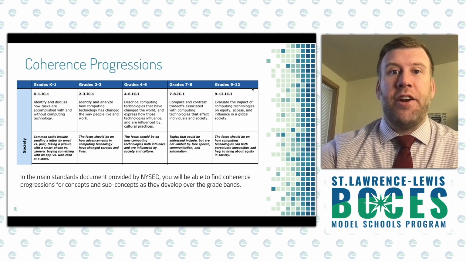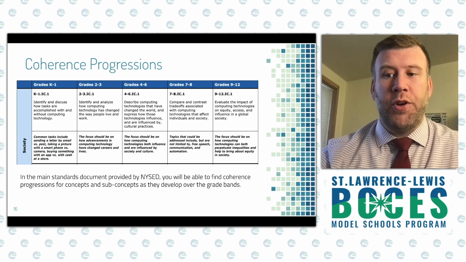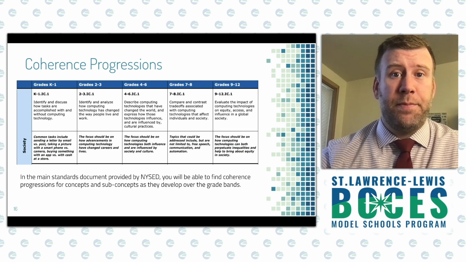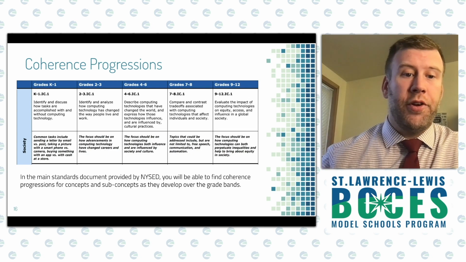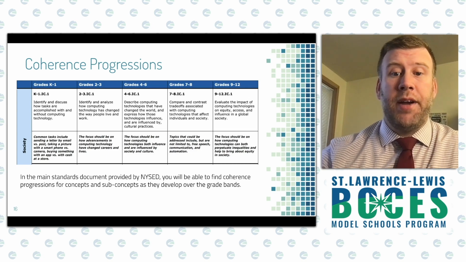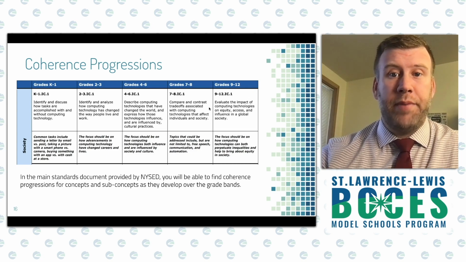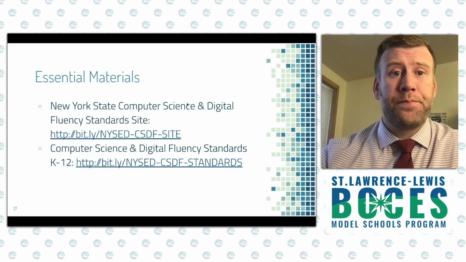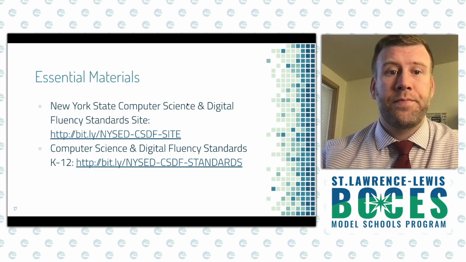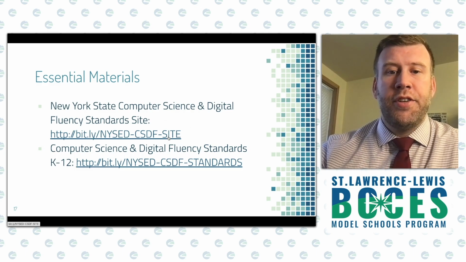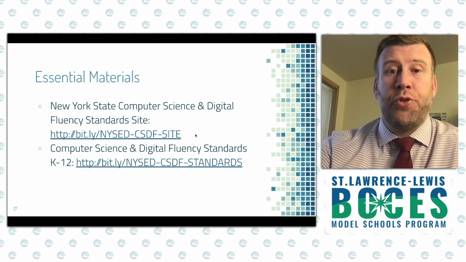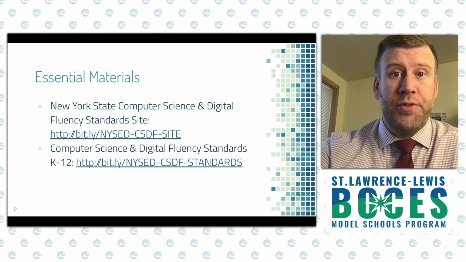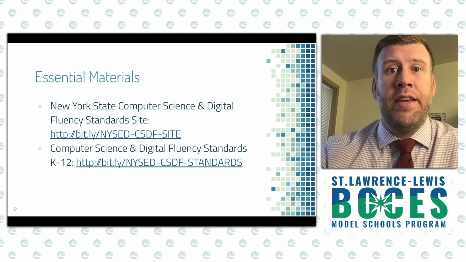And so inside of the standards document, the PDF that is on the New York State Computer Science and Digital Fluency Standards website, which is a very lightweight, accessible, awesome site, you'll find a PDF with all of these, and you'll find all of these coherence progressions for the concepts and the sub-concepts developing over the grade levels. It's a great package, a great tool. You should definitely go out there and check it out, and you will be in subsequent parts of this course. I put a bit.ly together so that you can type it out, but as well, you can always just Google for New York State Computer Science and Digital Fluency Standards, and the first result will literally be the site for these materials.